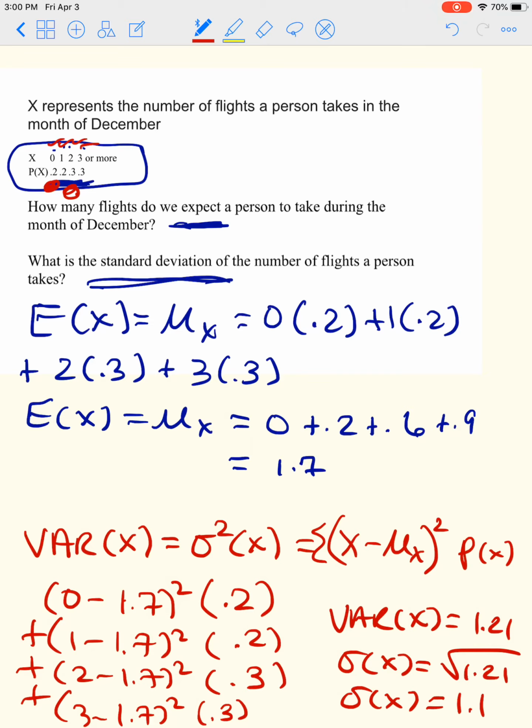In the next video, I'm going to have two discrete random variables that are independent from one another, and I'm going to teach you guys how to add and subtract them. And I'm also going to teach you something special about the standard deviations. So tune in to the next video.